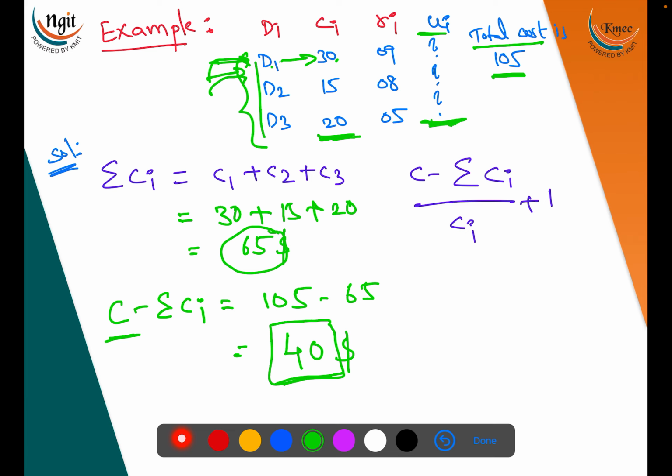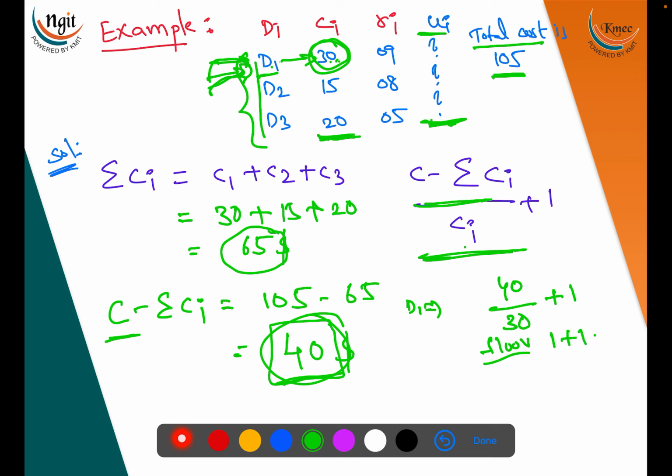devices. Now let's see for which devices we are going to have multiple copies. To know that, I am taking the formula floor of (C minus sum of Ci) divided by Ci, plus 1. That means 40 by, this is 105 minus 65, we got 40. So I am taking directly 40 by 30. Ci is 30 because I am calculating for D1. How many multiple copies are required for D1? So 40 by 30, taking the floor value, is 1, plus 1 is equal to 2. So D1 requires 2 copies.